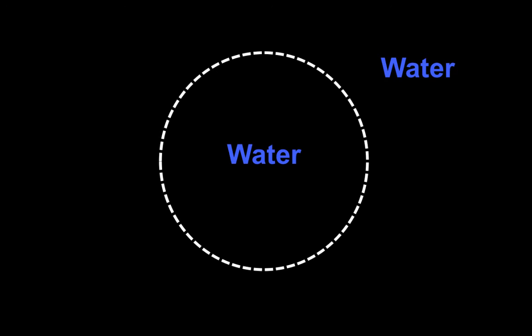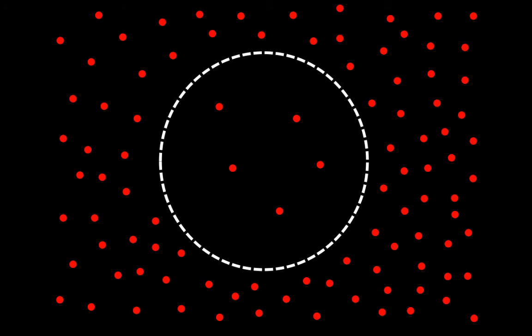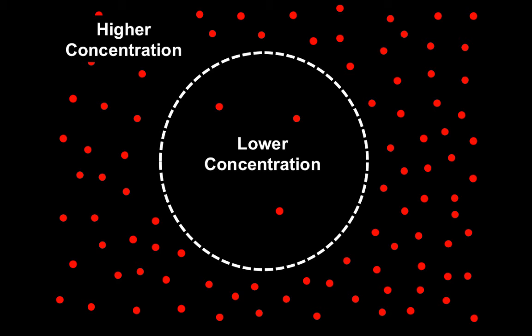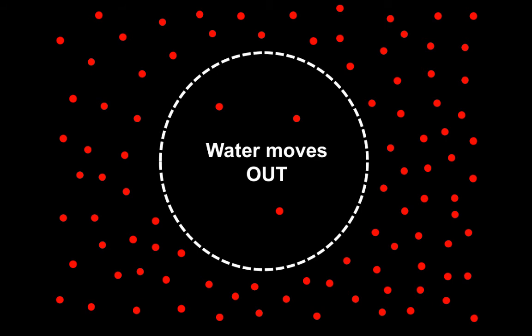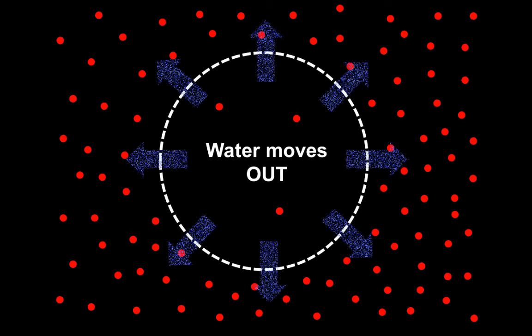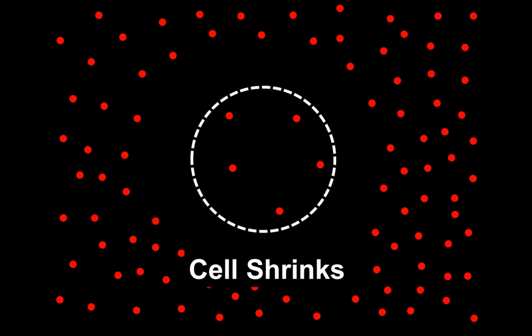So let's say we have a situation in which we have a cell, it's in a water solution, and it's a very high concentration outside and a fairly low concentration inside. And I always like to think that water goes to the higher number of solute. So in this case, the water is going to move out because there's more solute out. And if water moves out, then the cell is going to shrink. So really all you've got to do is figure out where is there more salt, and then that's where the water is going to move, and then the cell's either going to shrink or swell or stay the same.